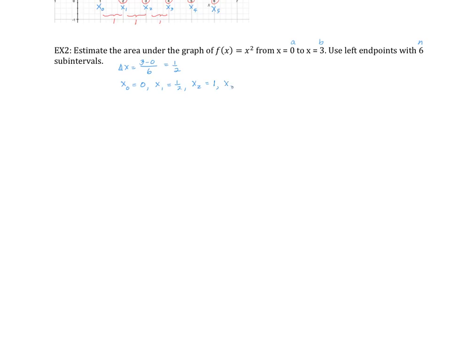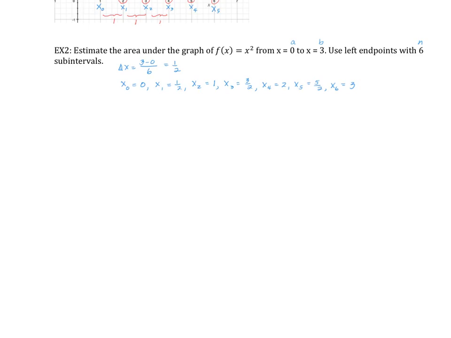X sub 3, add in my half, which would give me 1.5, or 3/2. X sub 4, add a half to get 4 over 2, which is just 2. X sub 5 is going to be 2.5, which is 5/2. And then my last grid point would be x sub 6, because I have 6 subintervals, and that's going to be 6 over 2, which is just 3.